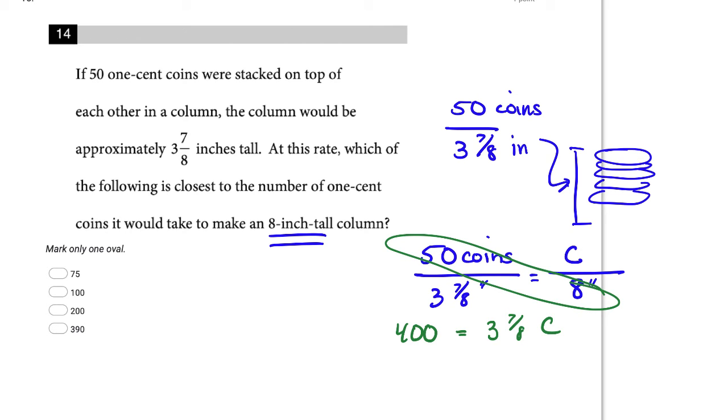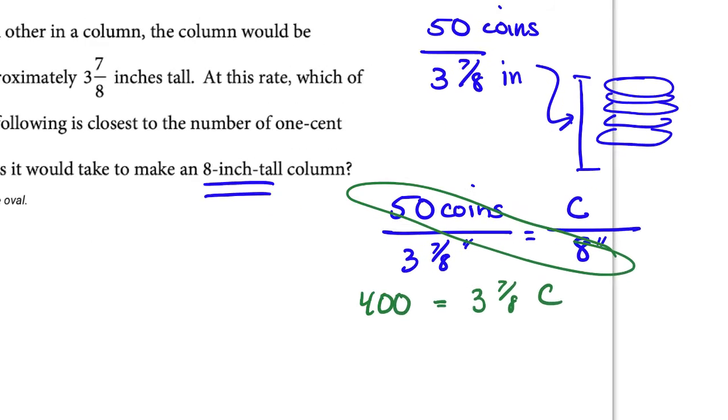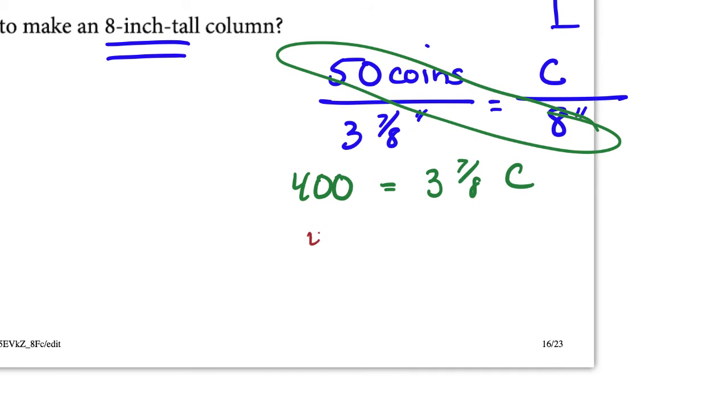Now what we have to do is just divide both sides by 3 7/8. If you're good with your calculator, you should be able to do that. If not, you may have to crank it out by hand. That's what I'm going to do. I'm going to make this a top-heavy fraction, or an improper fraction. 3 times 8 is 24, and 24 plus 7 is 31. So this is 31/8 C.